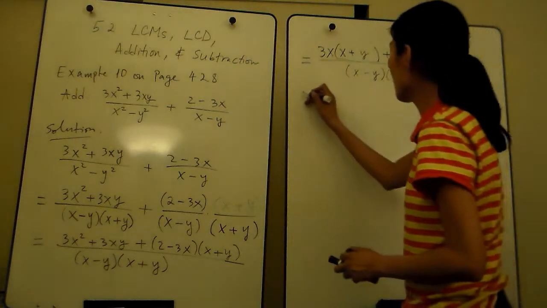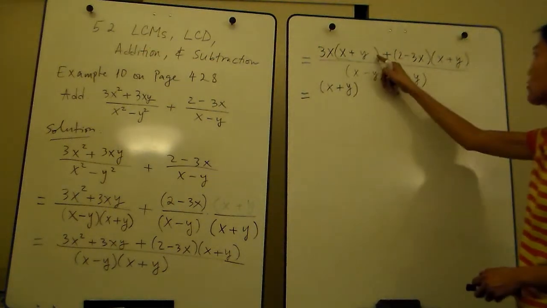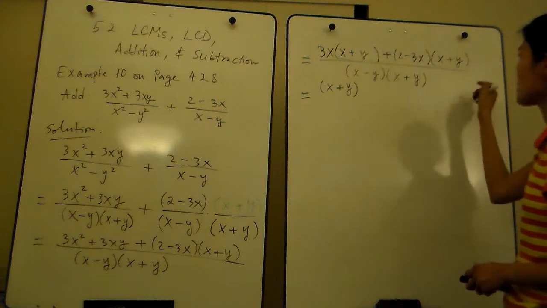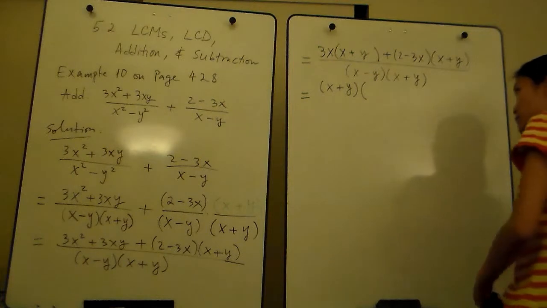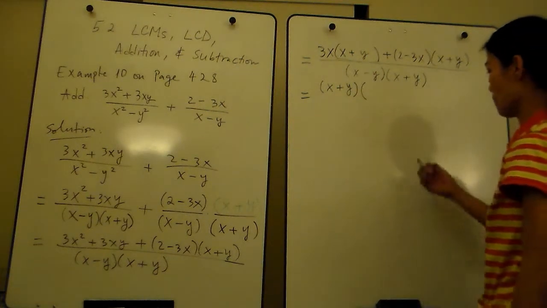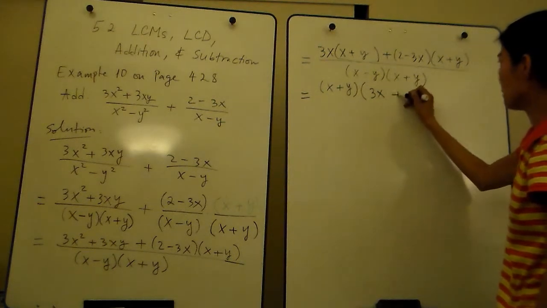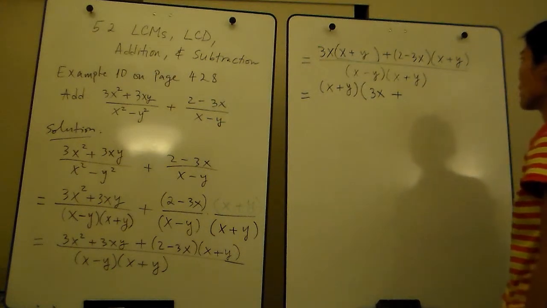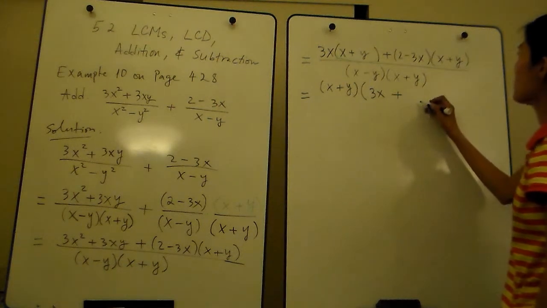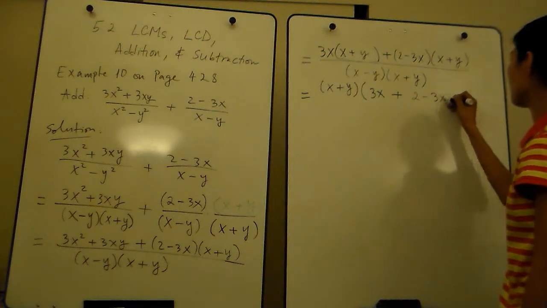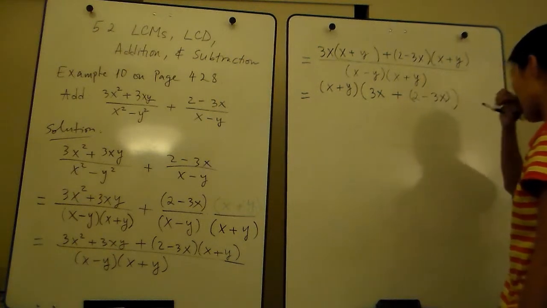All right, let's factor out x plus y, the common factor to the first term and the second term. For this first term right here, factoring out x plus y, the remaining is 3x. So this plus goes here. Factoring out x plus y in the second term, the remaining term is 2 minus 3x. If you don't feel comfortable, you can write this as (2 minus 3x), fine.